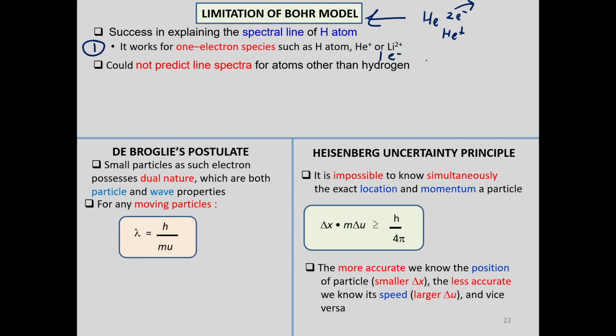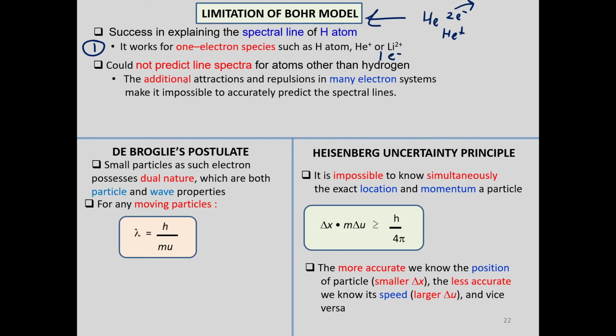Once there are 2 electrons, the description no longer makes sense. We can no longer explain it. So it cannot predict line spectra for atoms other than hydrogen. Electrons with electrons have other interactions, so we can no longer accurately predict the spectral lines. And then also the final one, we have this limitation, and this limitation.